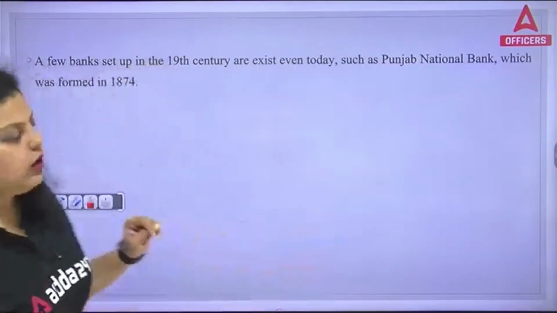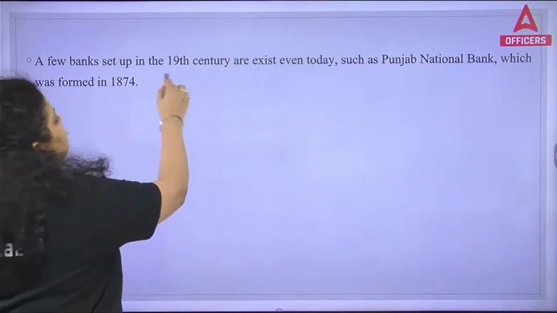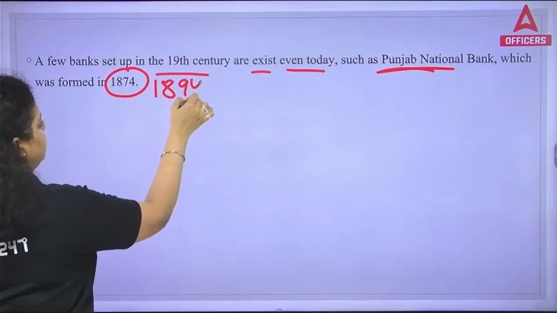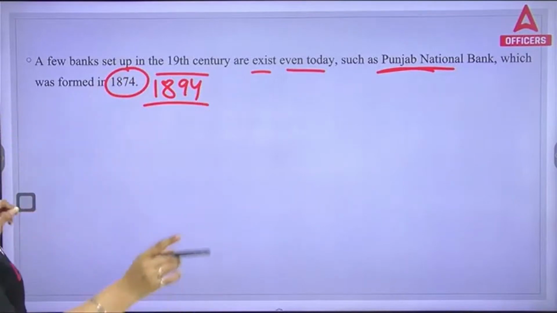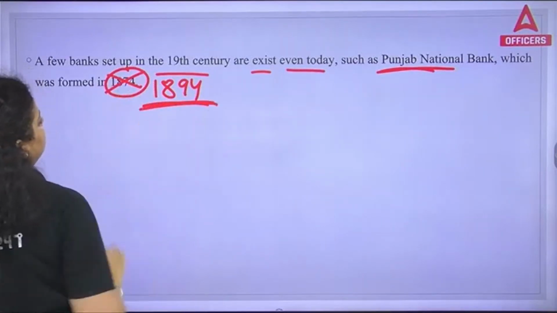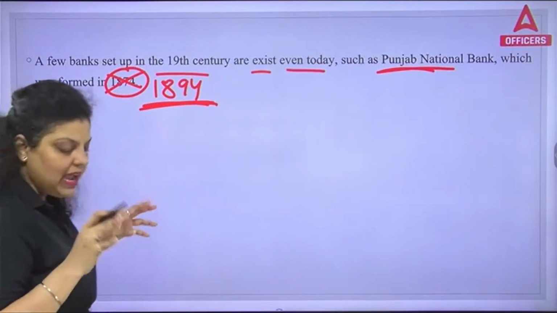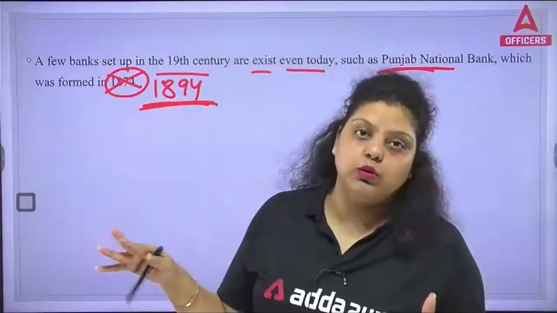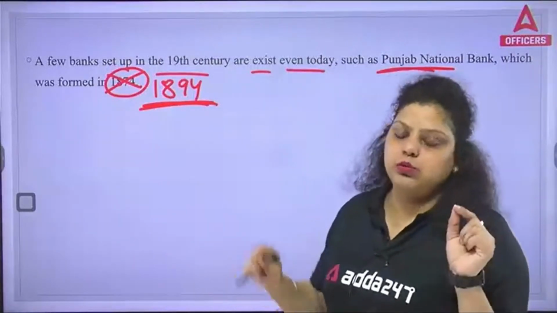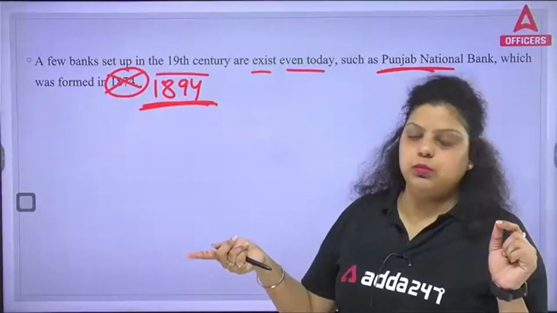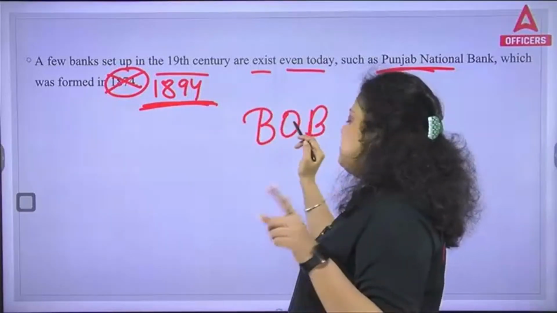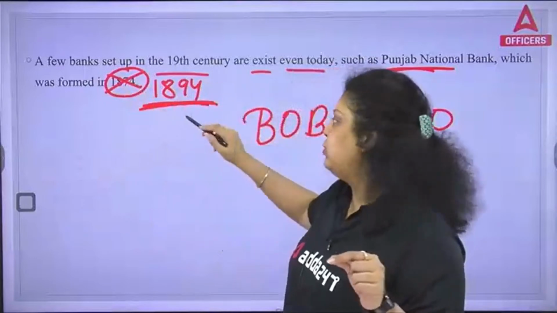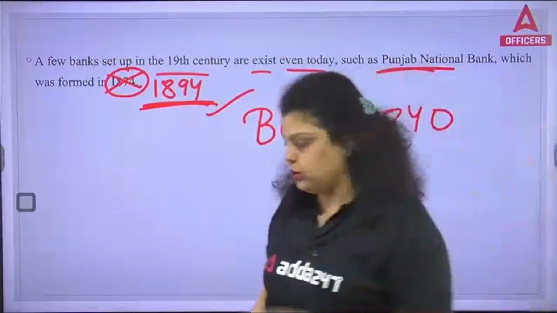Do remember that. Now, next, a few banks set up in the 19th century exist even today, such as Punjab National Bank, which was formed in 1894. These are mistakes in the Macmillan book. This is not 1874, this is 1894. I am writing both here because so many of you are studying the Macmillan book, so do remember there are certain mistakes in it. Do cross check things when you are studying from the book. For Bank of Bombay they have written 1863. No, it is 1840. And for Punjab National Bank they have written 1874. No, it is 1894. Do remember these mistakes are there in the book. Now next.